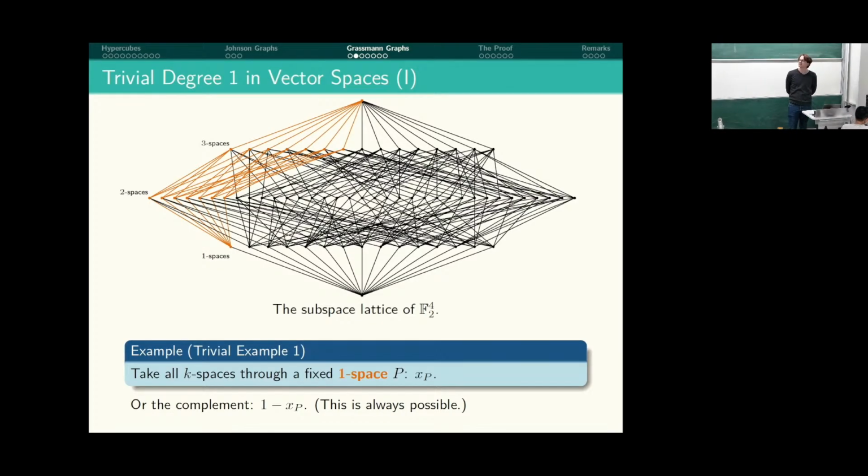What are our examples here? We can take all the 2-spaces or all the subspaces incident with a 1-dimensional subspace. And that is that example. And we can, of course, take the complement.